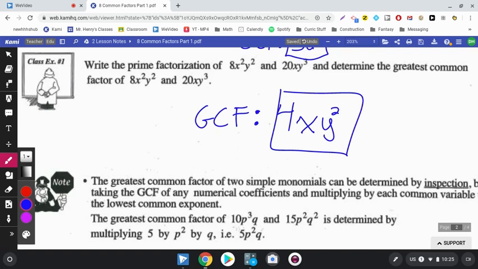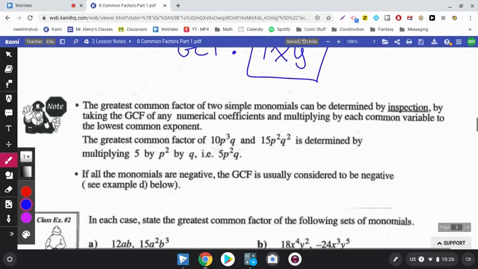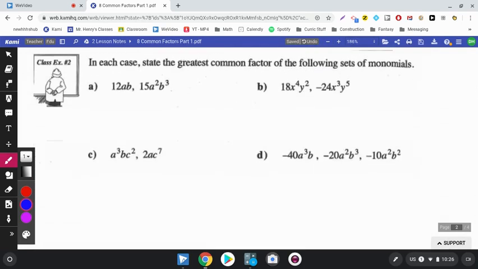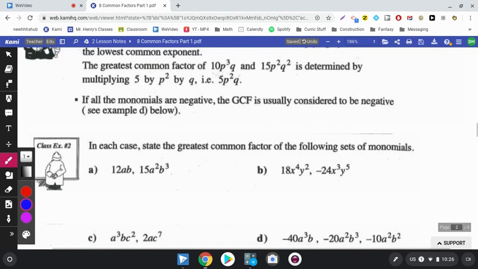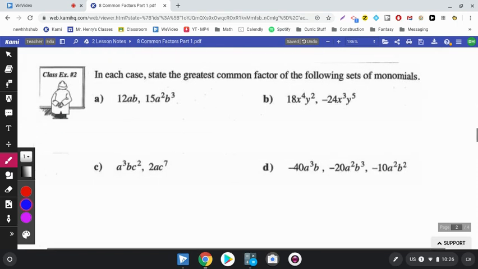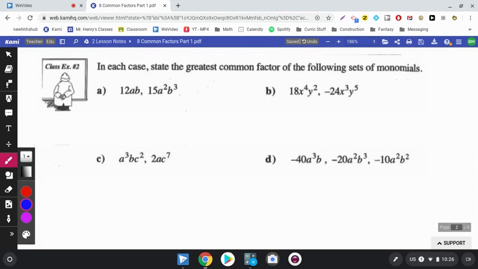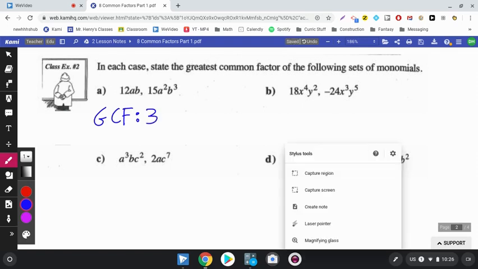Yeah, there's a little tip we already kind of talked about. Let's state some common factors. So I'll do 1, and then I will let you try some ahead of me. So in each case, state the greatest common factor of the following sets of monomials: 12ab and 15a squared b cubed. Well, my GCF between 12 and 15, the largest number that can divide both of those pieces, would be 3. 12 is divisible by 3, 15 is divisible by 3.